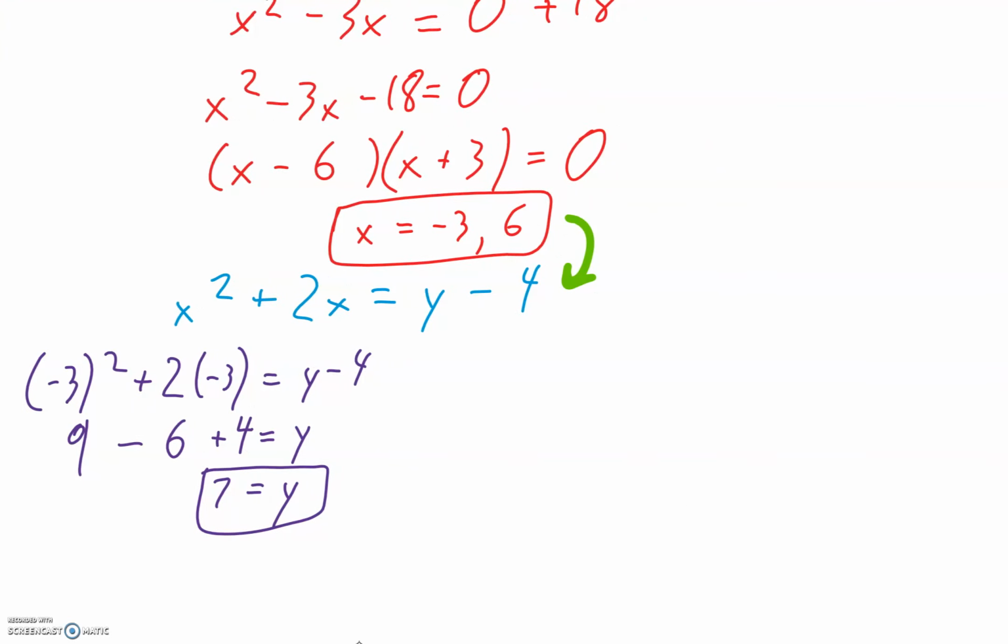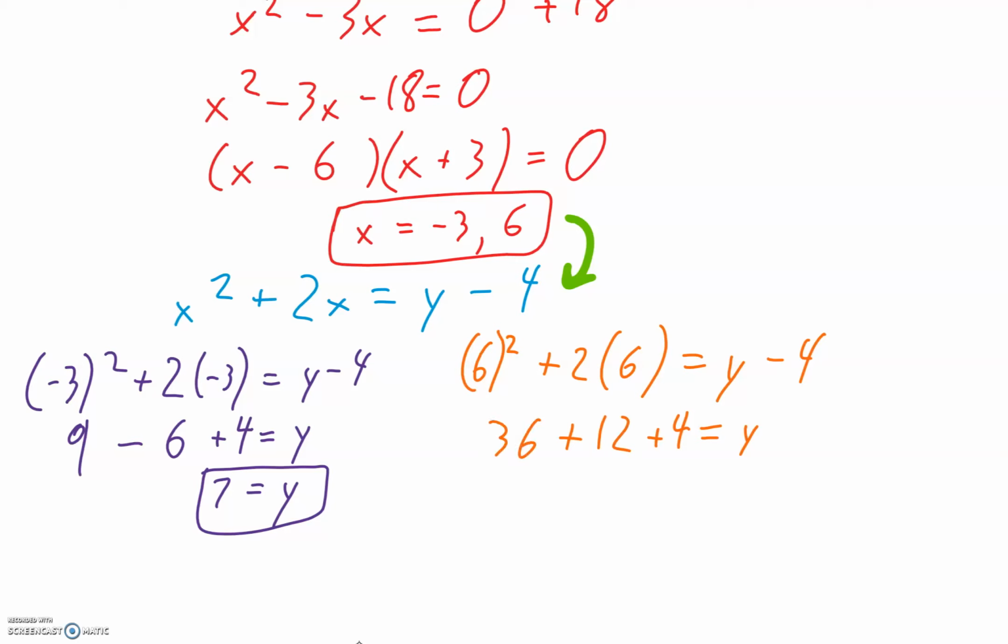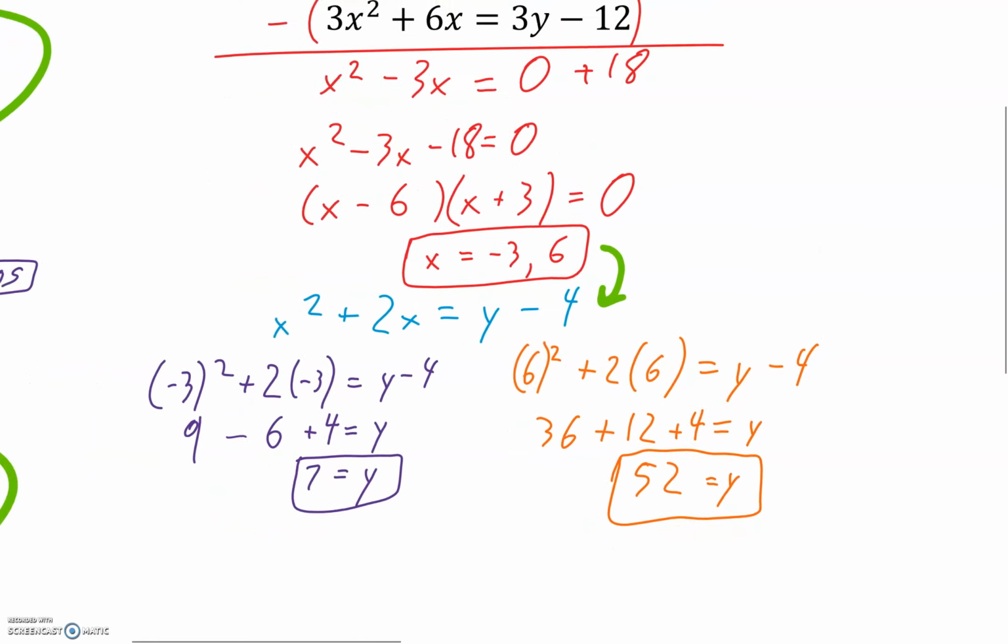Let's solve the last one with the value of 6. So 6 squared plus 2 times 6 equals y minus 4. Again, we're going to move the minus 4 over, making it positive 4. We're going to go 2 times 6 is 12. We're going to go 6 times 6 is 36. And this is going to be a big number. So y is 36, 48, 52 as our y value.